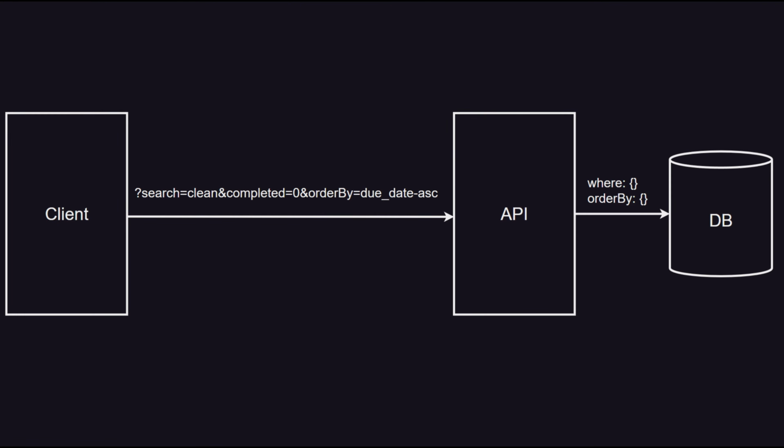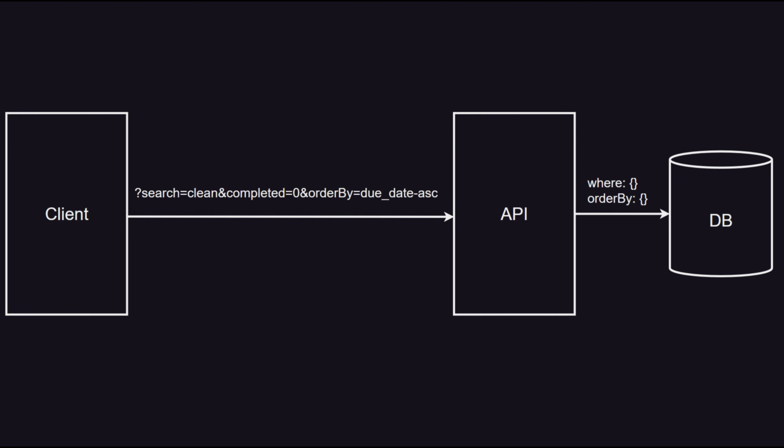Let's get started. Let's take a look at how search, sort, and filter works. A client makes a request to the API, usually passing search, sort, and filter parameters in the URL query string. On the server side, the API parses the query string and converts it to where and order by conditions to query the database. Where and order by depends on which ORM or object-relational mapper you are using. So you have to check the documentation to correctly construct the conditions. In our case, we will be using Prisma ORM.